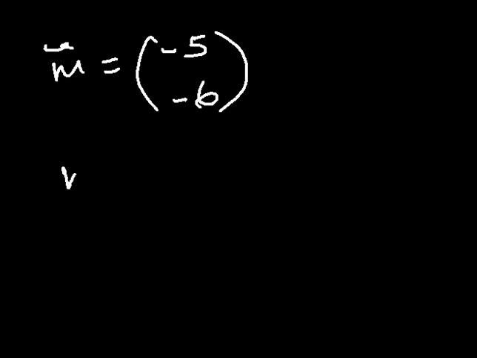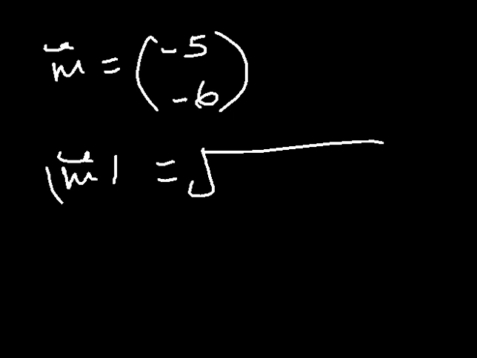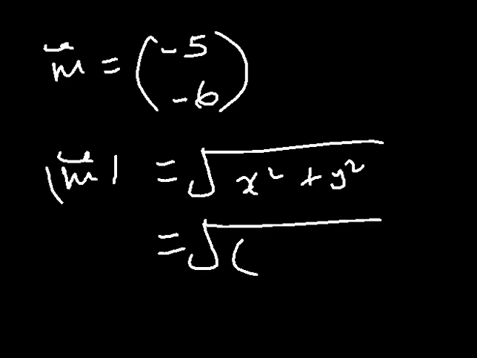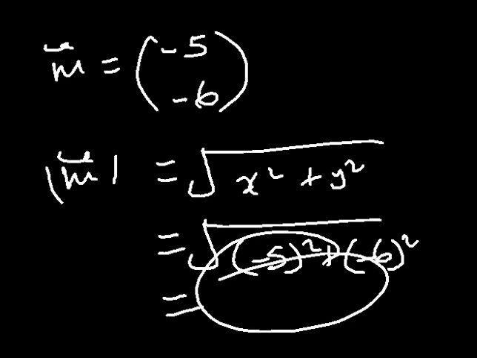And let's say we have the vector m given as (-5, -6). What is the magnitude of this vector? We have x squared plus y squared, and we substitute x: (-5) to the power 2 plus (-6) to the power 2. So you'll be able to have that in that way.